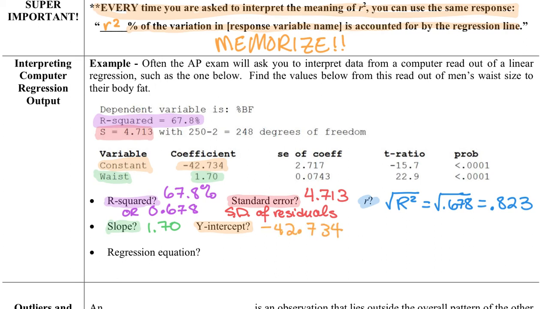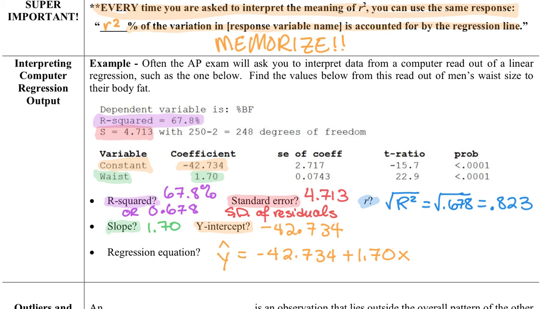To put this together in a regression equation, it's going to look like this. Y hat is going to equal the y-intercept first, so you always put that value first, so negative 42.734, positive slope, so plus 1.70, times x. Sometimes you'll see that written in words as well, where our y hat might say body fat here, and the x would be replaced with the word waist size or waist.